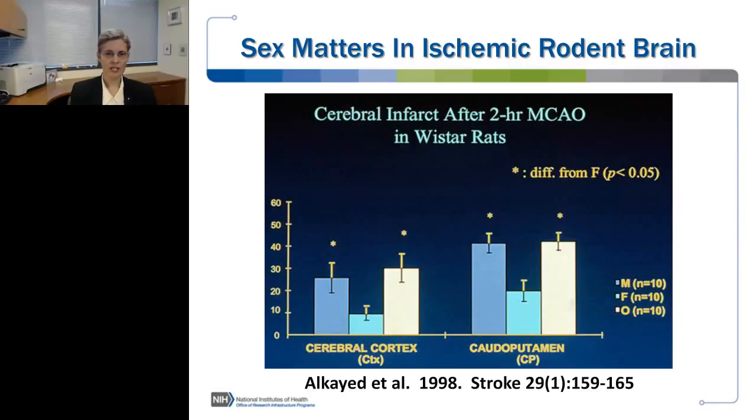And what you see here, when you compare males, which are represented by the blue bars, to females represented by the green bars, is that the female animals have a much decreased level of infarct volume compared to the males. However, when you compare the ovariectomized females to the intact males, their level of injury is comparable. And these studies would suggest that perhaps female sex steroids are going to be important to stroke outcomes.